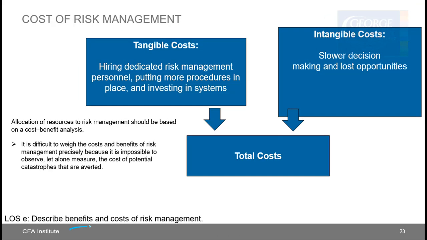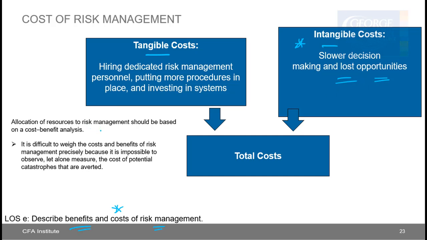Okay, now we're moving on from the benefits of risk management to focus on the costs, okay? The costs of risk management. So the costs of establishing risk management systems range from tangible costs, such as hiring dedicated risk management personnel, putting more procedures in place, and investing in systems, and intangible costs. So much like accounting, tangible assets are things that we can see and touch and feel. Intangible assets are things that are harder to touch or feel. And so an intangible cost, nevertheless, would be slower decision making and lost opportunities. That would be an opportunity cost, okay?